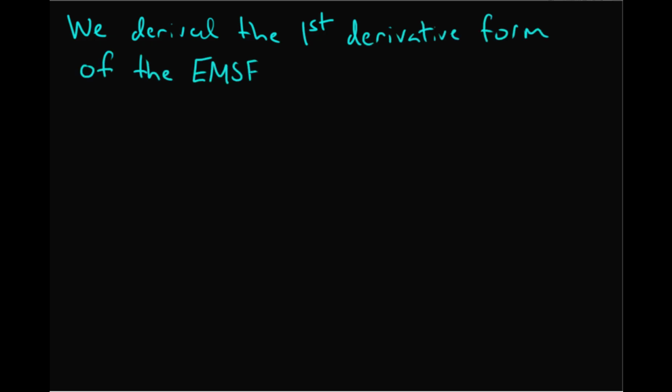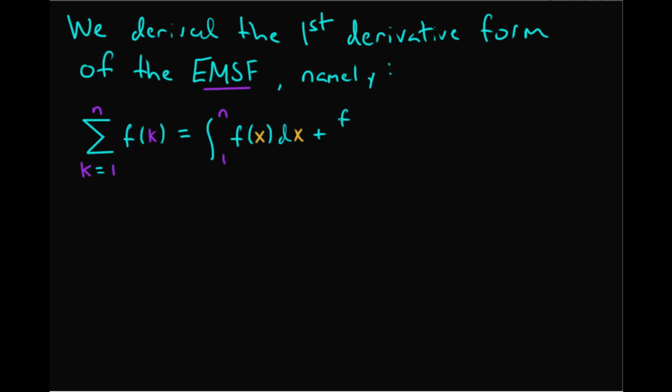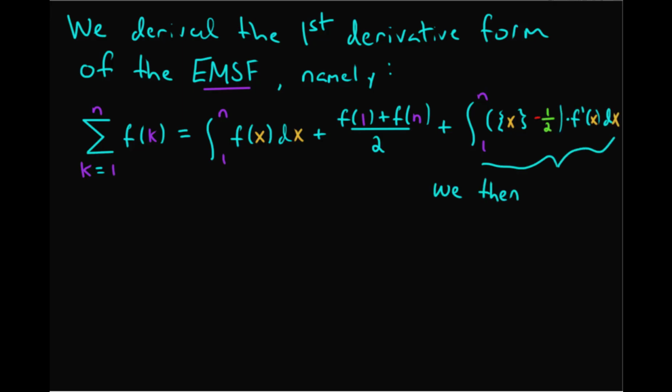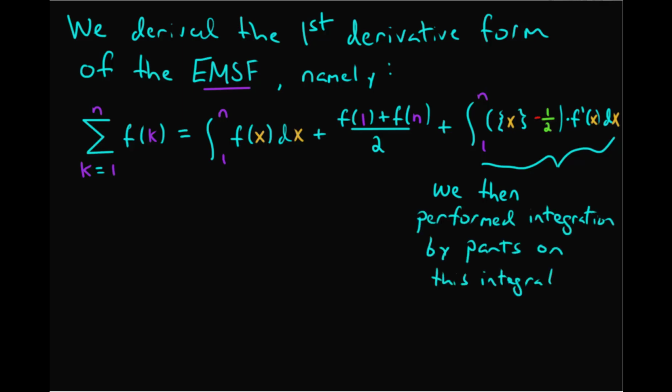First, we derived the first derivative form of the Euler-Maclaurin summation formula, namely that the summation of the values of f(k) from k equals 1 to n equals the integral from 1 to n of f(x) dx plus the quantity (f(1) plus f(n)) over 2 plus this remainder integral, the integral from 1 to n of (the fractional part of x minus 1/2) times f prime of x dx. We then performed integration by parts on this integral to obtain an intermediate formula.